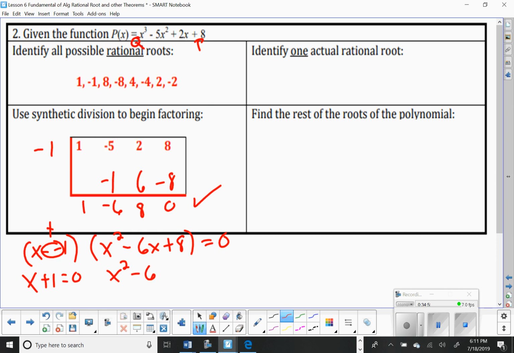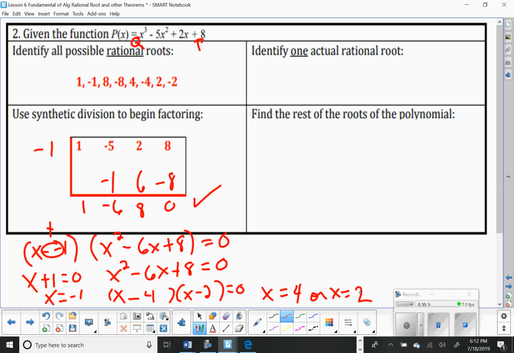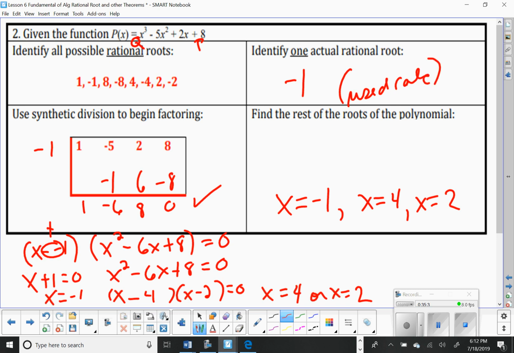x squared minus 6x plus 8 is equal to 0. x equals -1 here. This I still have to factor. x minus 4, x minus 2 is equal to 0, which tells me that x is equal to 4 or x is equal to 2. So here I found x equals -1, x equals 4, x equals 2. I identified one rational root, -1, and here I used the calculator. Okay?